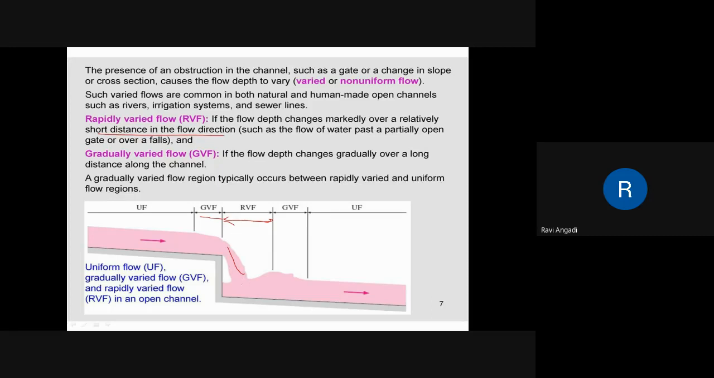After falling down, suddenly the hydraulic jump will take place like this. Till here it is a rapidly varied flow, and after that the depth again changes gradually over a longer distance. Then after that it will again become constant depth. So this will be what? Uniform flow. I hope you understood the differences, all of you.